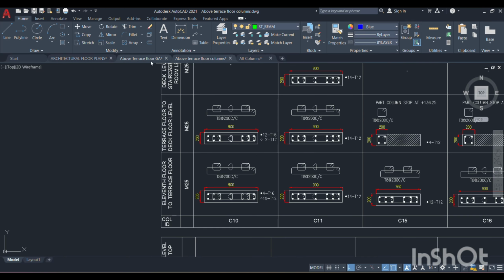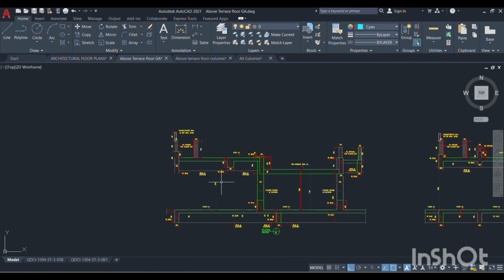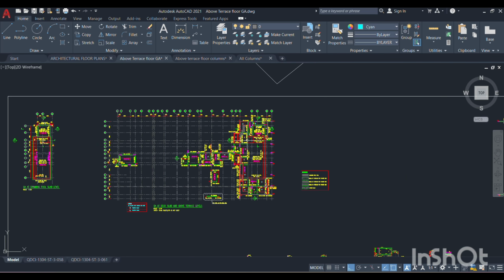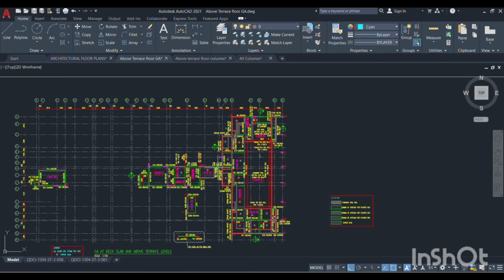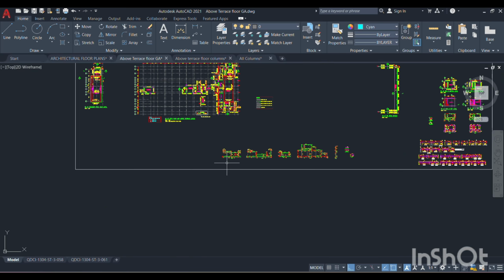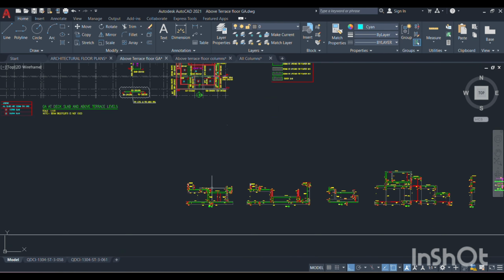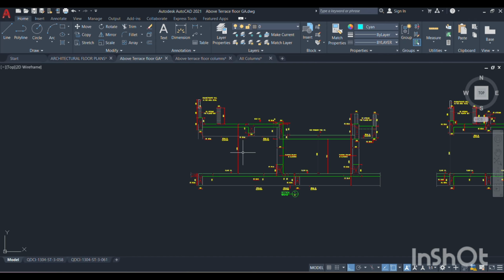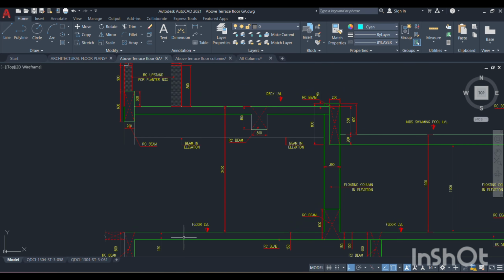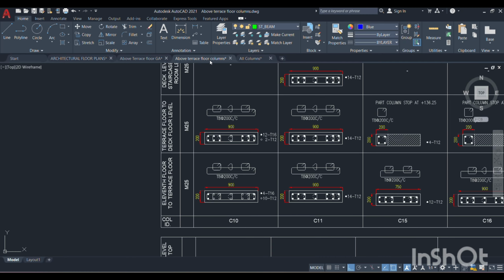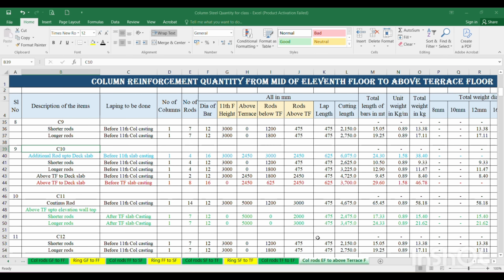Deck level means this is our above terrace floor drawing. In this above terrace floor drawing, this is our total swimming pool area. In this swimming pool area, we are having a deck slab. If you read this section 1, you will come to know this deck slab height. The deck slab height from the terrace floor is 2450. So this is the one height you need to keep in mind for the deck slab height calculation.